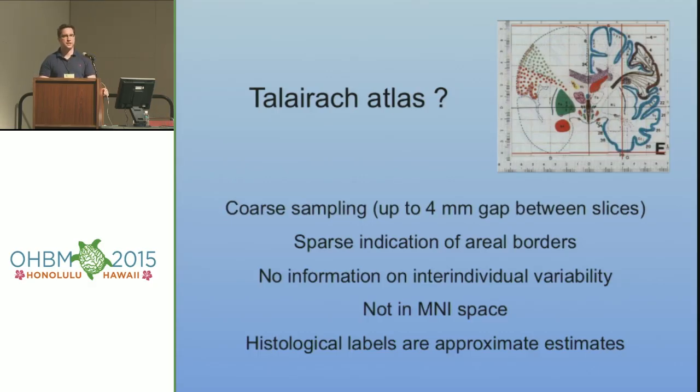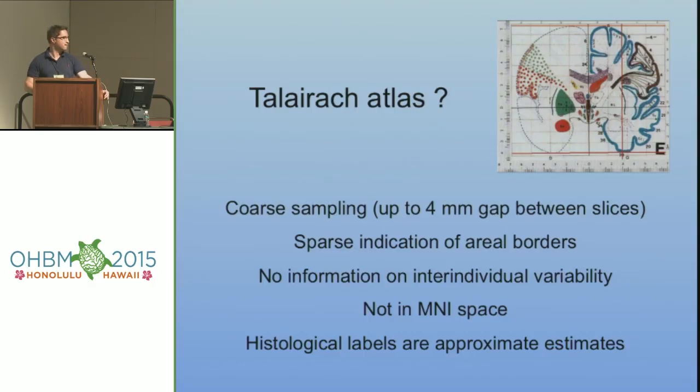It's a sparse indication of areal borders, so usually they are not indicated. There's no information on inter-individual variability. It's not in MNI space. I hope that's something that all of you know. The Talairach space and MNI space are similar, but by far not identical. But the biggest problem with the Talairach atlas is the last one here: the histological labels on it are completely useless.